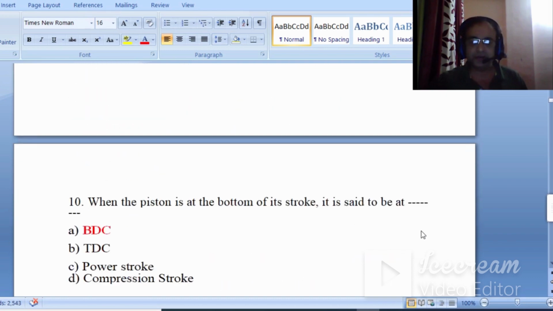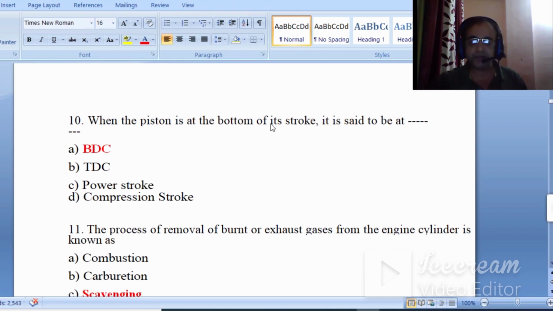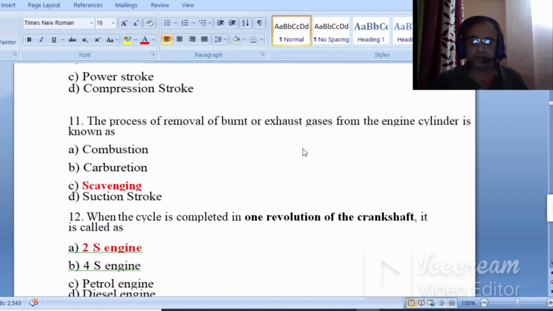Then the next question is when the piston is at the bottom of its stroke, then it is said to be bottom dead center. These are also the definitions, or you can say this can be fill in the blanks or objective type questions. Then the process of removal of burnt or exhaust gases from engine cylinder is known as scavenging. It is very important that this process, the scavenging, happens after the exhaust stroke, the removal of the burnt or the exhaust gases.